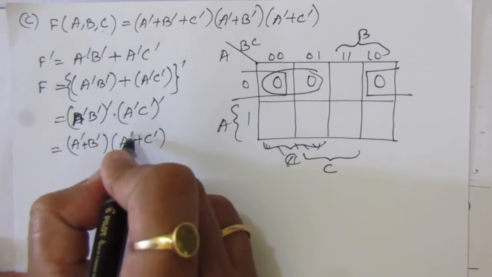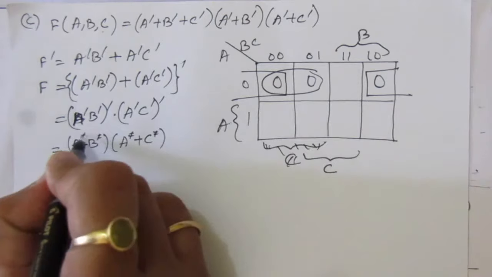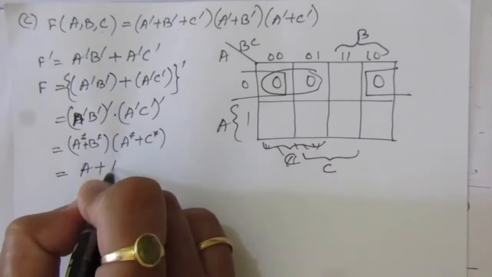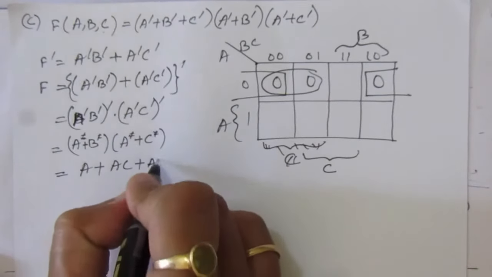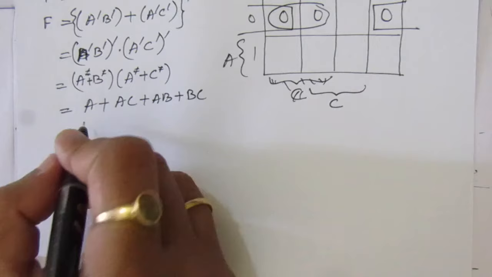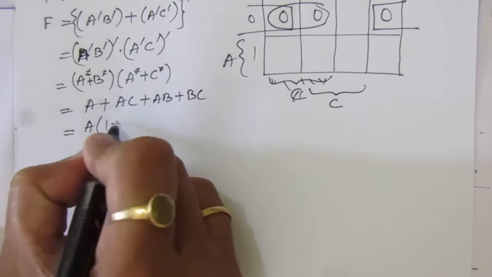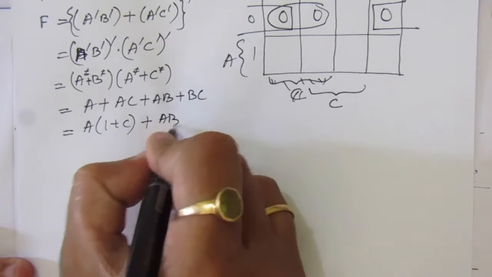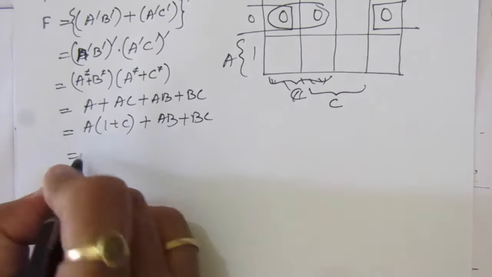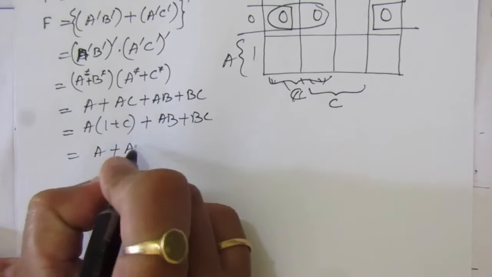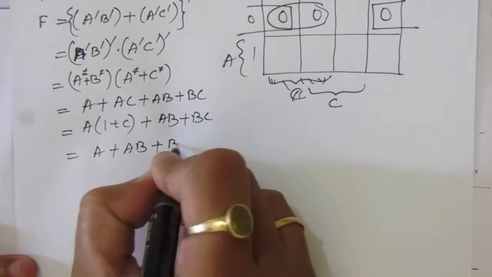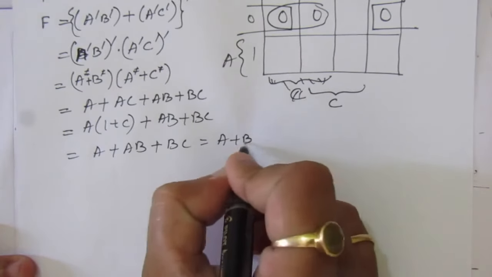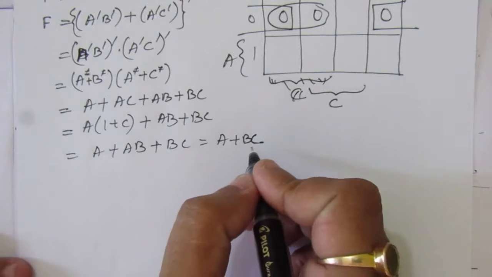A plus C. So from here, what we'll get? It is A plus AC plus AB plus BC. So from here, what we'll get? A whole into 1 plus C, plus AB plus BC. So it will be A plus AB, okay, plus BC. So from here again, we can take A common. So we'll get A plus BC. So this is the simplified expression.